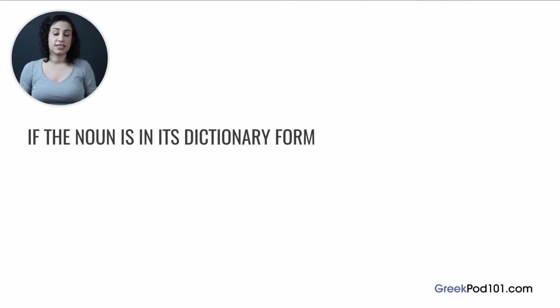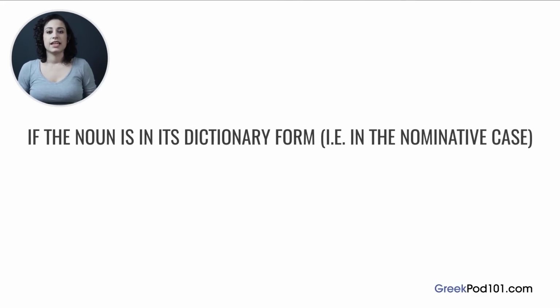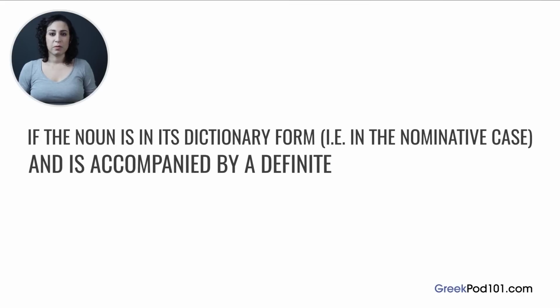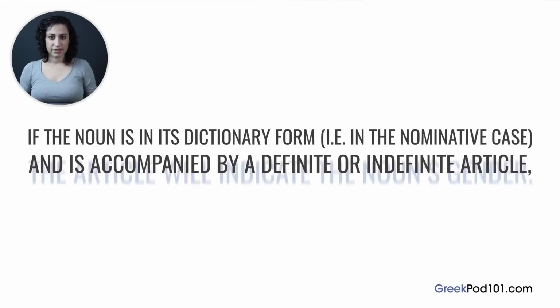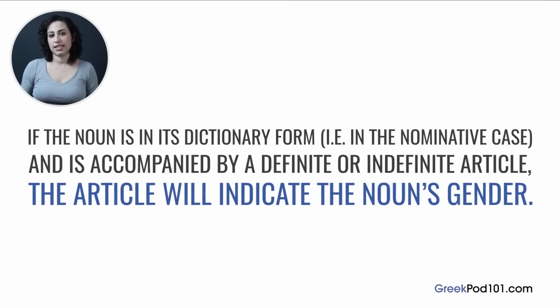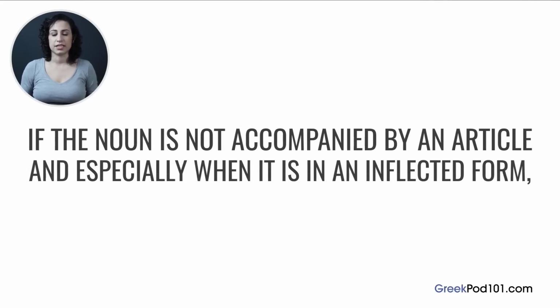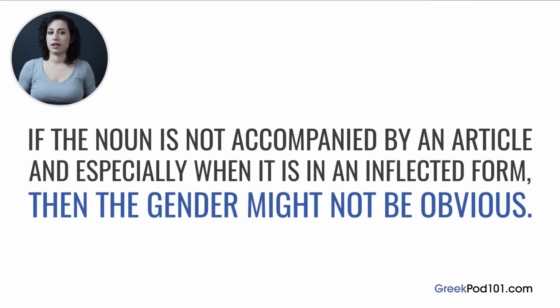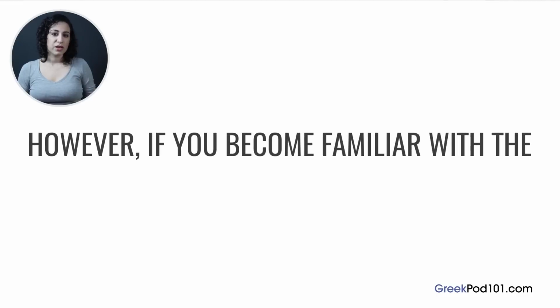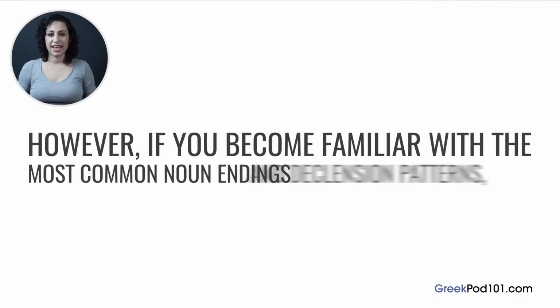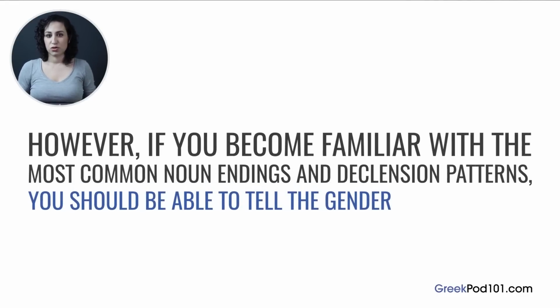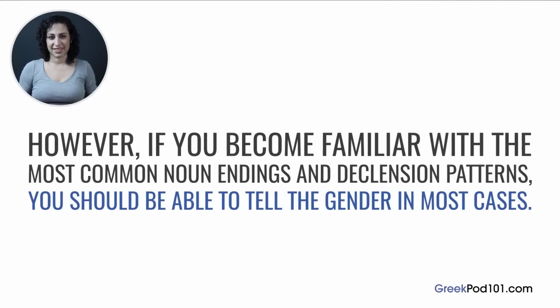If the noun is in its dictionary form, in other words, in the nominative case, and is accompanied by a definite or indefinite article, then the article will indicate the noun's gender. Now, if the noun is not accompanied by an article, and especially when it is in an inflected form, then the gender might not be obvious. However, if you become familiar with the most common noun endings and declension patterns, you should be able to tell the gender in most cases. Let's get into more detail.